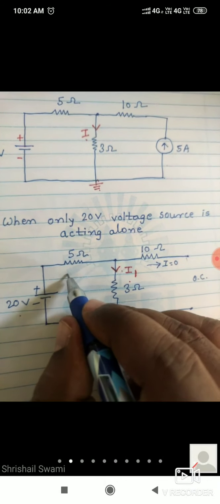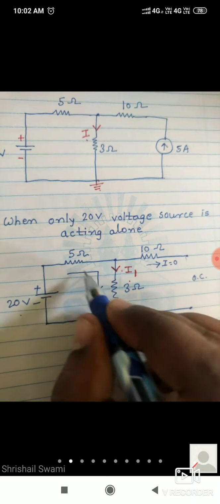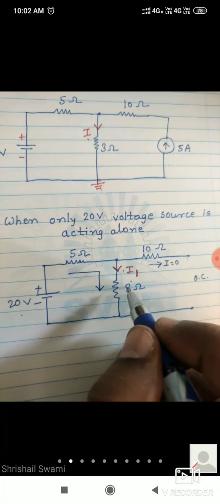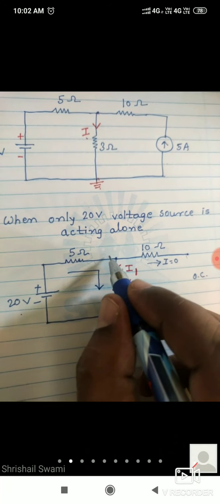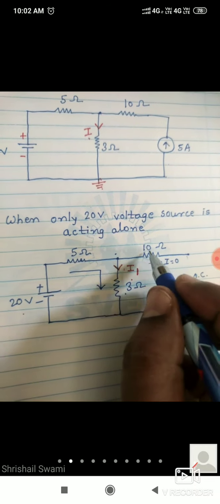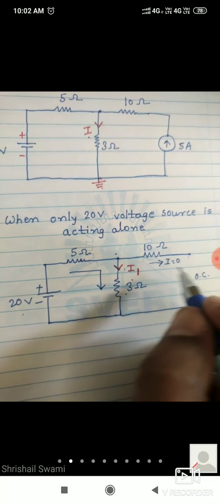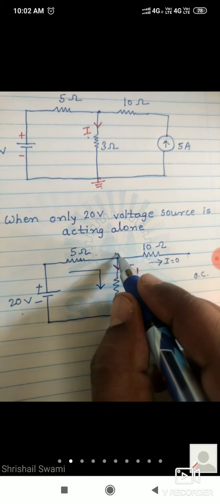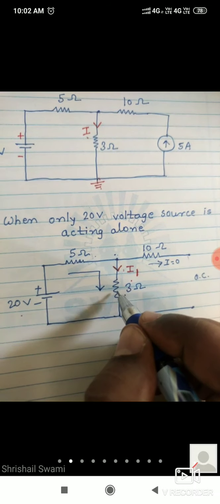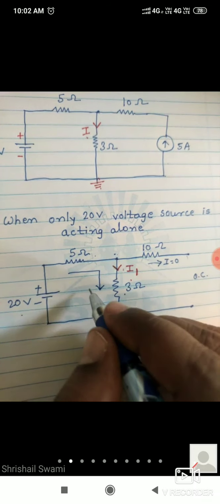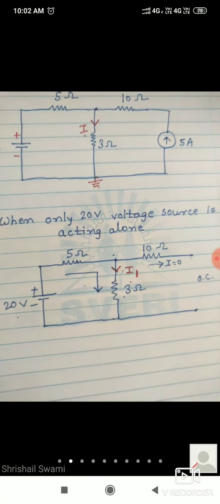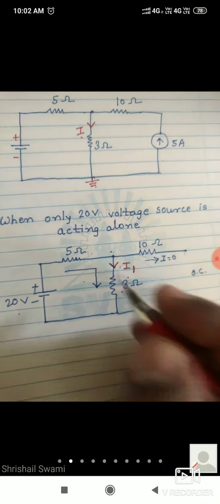Now this current you have to find out. Whatever current is in the 5 ohm is the same in the 3 ohm, because the current in the 5 ohm comes up to here but cannot go that way, because this is open. Whatever current is flowing through 5 ohm will come and flow through 3 ohm and return to here. Means you have to find out this I1. So simple Ohm's law you can use.